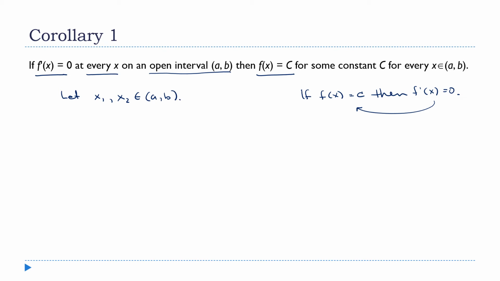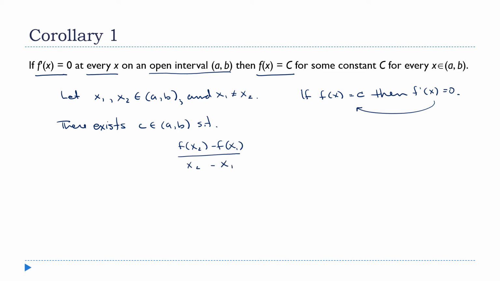Right? Let me actually write that in there. And x1 not equal x2. Okay, what does the mean value theorem say? The mean value theorem says there exists a c. You see, we've already used C for the constant up there, but that's okay. There exists, use a lowercase c, there exists little c on the interval such that f of x2 minus f of x1 over x2 minus x1 equals f prime of little c.